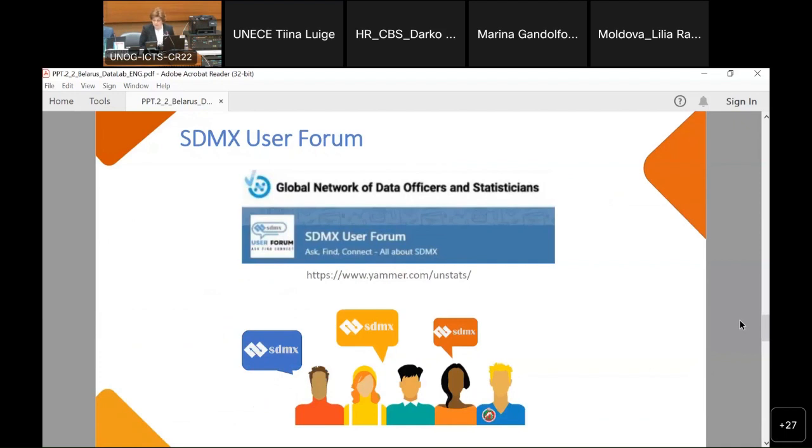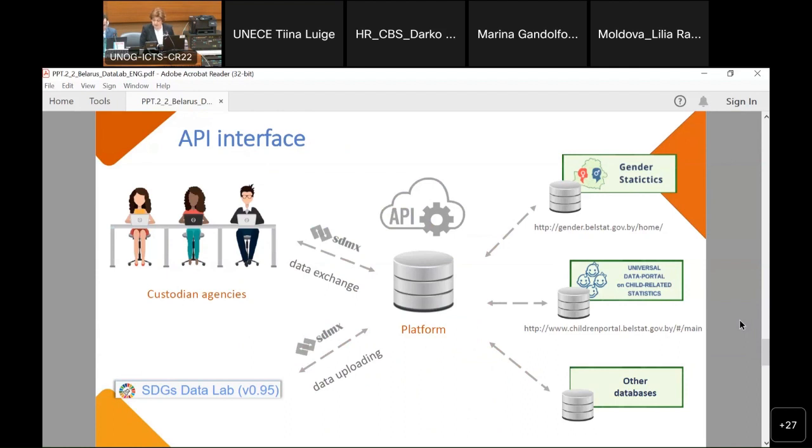In 2022, Belstat joined the community of SDMX users, international users, which is an additional source of information on the issues that tend to arise at various stages of SDMX implementation, as well as a platform for exchanging experience and innovations in this area, which is a high-quality platform to do that. In order to automate the exchanges of data with custodial offices, we enhance the work of the platform through the use of API. We are working to integrate the platform with other national systems and databases.